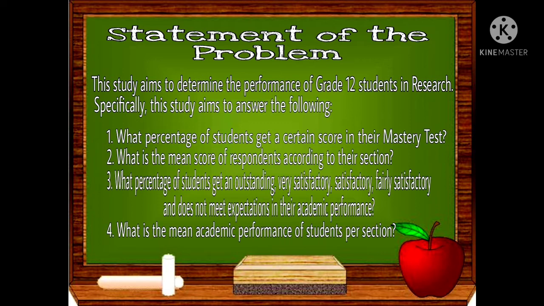Number 3. What percentage of students get an outstanding, very satisfactory, satisfactory, fairly satisfactory, and does not meet expectations in their academic performance? Number 4. What is the mean academic performance of students per section? Now that we are acquainted with the statement of the problem of this research, let us proceed with processing the data that we have collected.